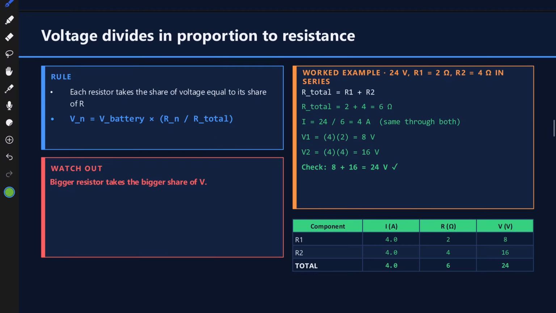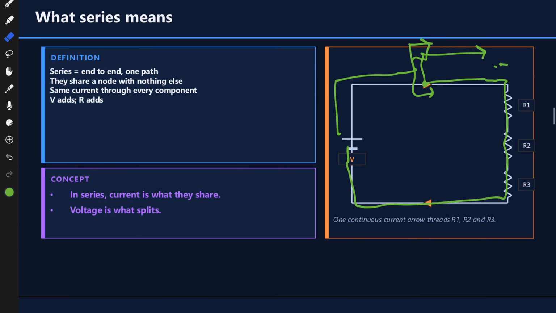And voltage divides in proportion to resistance. So Ohm's law here, V is equal to IR, still applies, okay? But there's a few caveats, which, actually, let me scroll back up. Let me show you the rules of a series circuit.